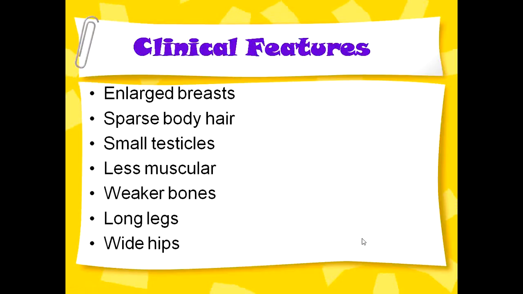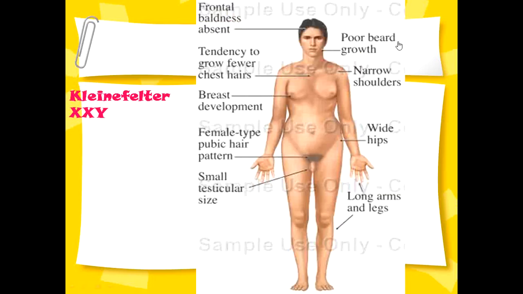Features include enlarged breasts, sparse body hair, small testicles. The patient is less muscular with weaker bones and long legs. You can see here, a tall male, tendency to grow few chest hairs, breast development, female type pubic hair, and small testicles.